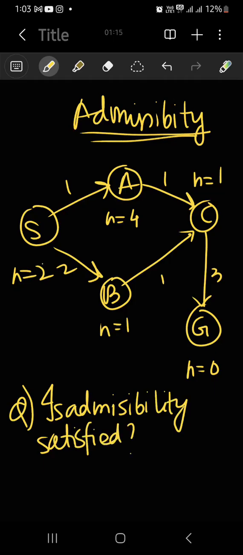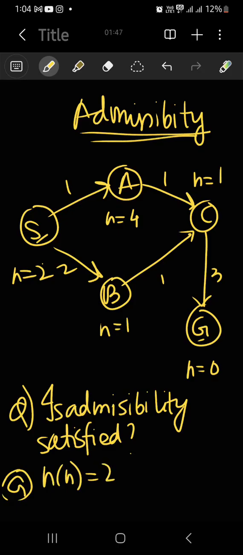So how many nodes are there? 1, 2, 3, 4, 5. So we have to check the admissibility condition for all the nodes, and then only we can say whether the admissibility condition is satisfied or not. Now what you are seeing over here is h equals 2. What does it mean? The estimated cost to reach from the source node S to the goal node G is 2. So for G, the estimated cost h of n is 2.